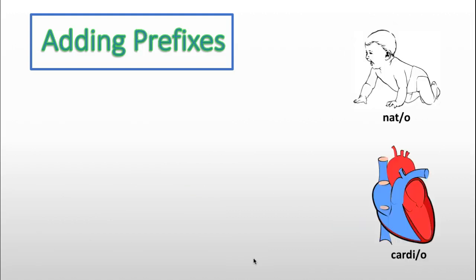Now let's look at some prefixes, and we will use the roots nat and cardi. The first prefix is pre, and this means before. If we add this to the root nat, we get prenatal, which means anything related to the time before a baby is born.